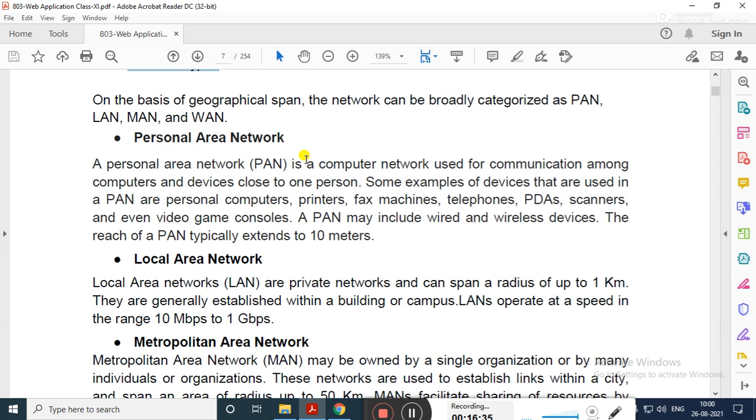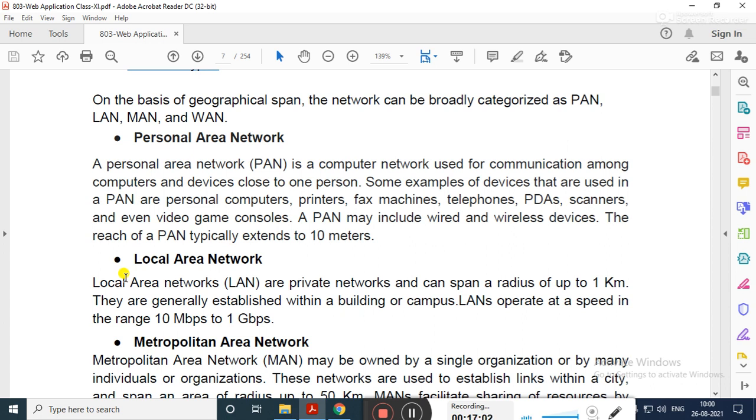Okay, that is wide area network. So a personal area network is a computer network used to communicate among computers and devices close to one person. Some examples of devices that are used in a PAN are personal computers, printers, fax machines, telephones, PDAs, scanners, and everything. That is personal. That is completely your own network.